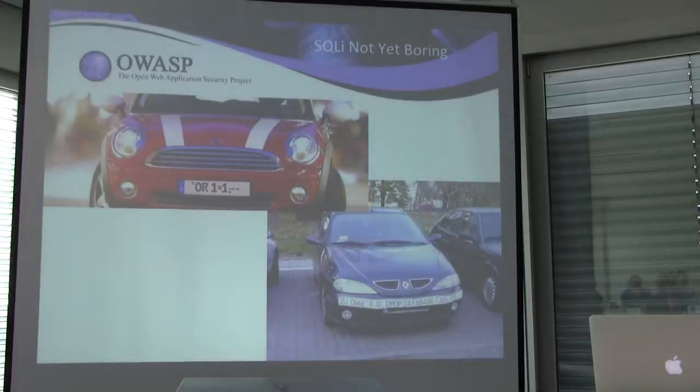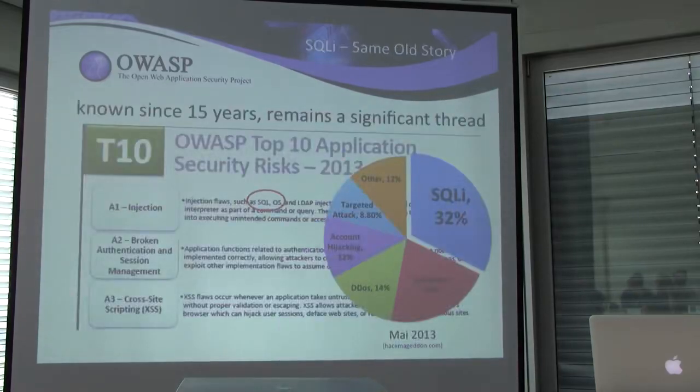So SQL injection is not yet boring, as you can see on these pictures. People are very creative in where they use SQL injection, for example, to compromise road pricing systems. Nevertheless, also for web applications, it's still one of the major threats, as you already saw in the previous presentation. In the OWASP Top 10, it belongs to the first category, the one with the highest risk: injection. And in almost any statistics you find on the internet, it has almost the highest risk rate.